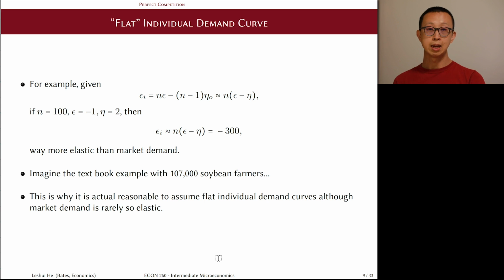And this is why it is actually quite reasonable to assume a flat individual demand curve for a large market with many competing firms. Because the residual demand facing each firm is very responsive to a small change in price, although the market as a whole may not have a very elastic demand at all. In other words, going back to our seemingly contradictory observations, it is in fact consistent to have a downward sloping market demand curve while having a horizontal residual demand for each individual firm.